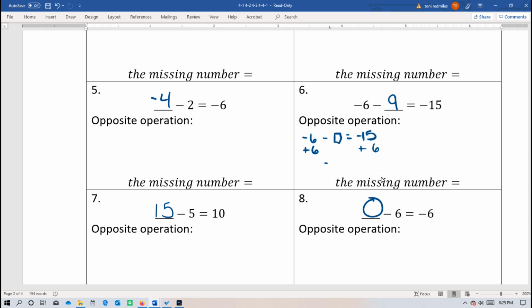Negative box, add 6 is going to give me a negative 9. That negative is going to change that negative to a positive. X equals positive 9. And I can check that. This is like adding up my debt, so if I add that up, I get a negative 15, and that is a true statement. So my opposite operation I did was add.